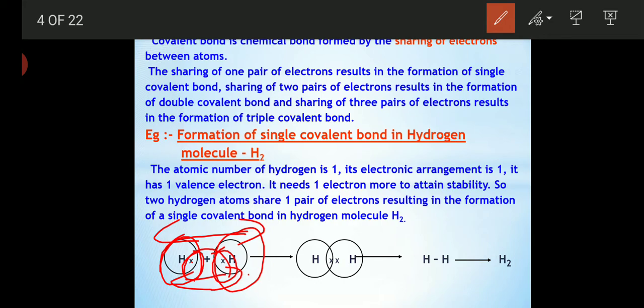So, they form a single covalent bond. That is what is represented as H2. Similarly, chlorine, how is it represented? Cl2. Oxygen, O2. It does not exist as O. Chlorine does not exist as Cl. Always we write O2, H2, Cl2. This is the reason.